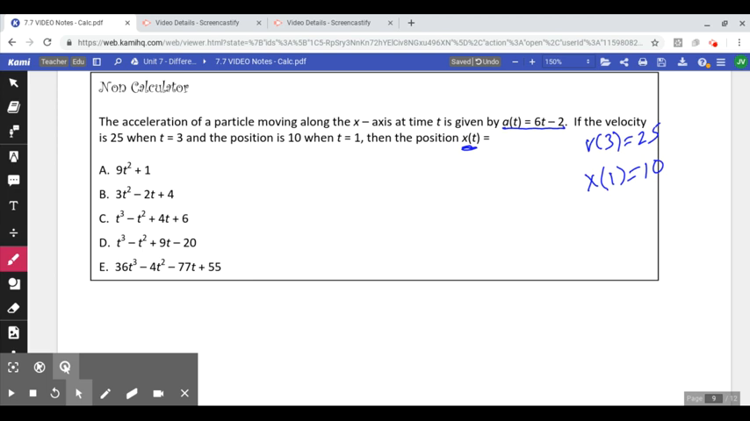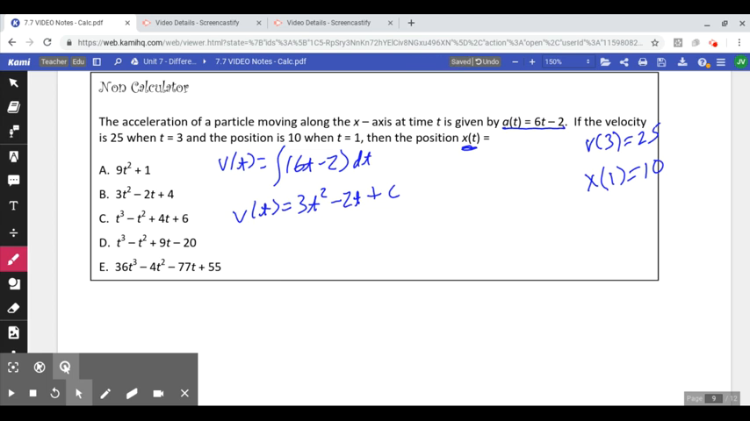To find the velocity of this particular particle, it's going to be the integral or the antiderivative of 6t minus 2, which is your acceleration function. To find the antiderivative here, we will use the power rule in reverse. So our first term is 6t. The antiderivative will be 3t squared. And then the antiderivative of negative 2 is negative 2t. And then, of course, plus c.